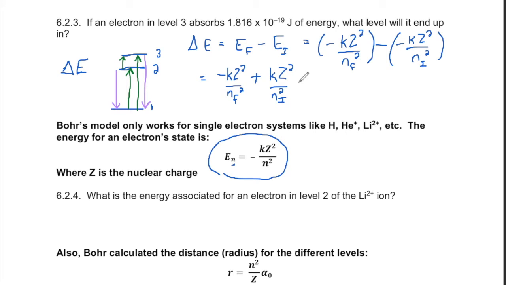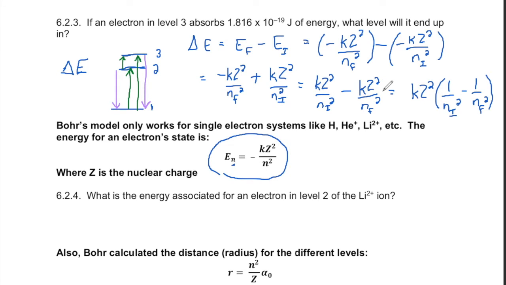So we can reverse the order maybe. Since the term with the n final is negative, we can just write this as kZ squared over n initial squared minus kZ squared over n final squared. And then we can take the kZ squared out like this. Since the kZ squared is in both terms, we can take it out and have this be kZ squared times 1 over n initial squared minus 1 over n final squared.